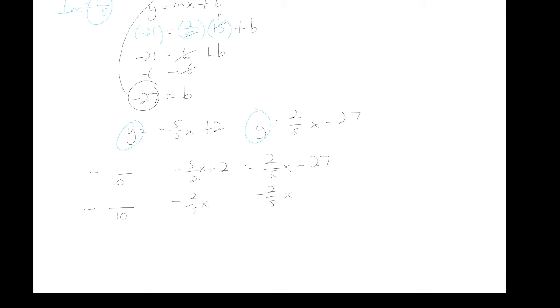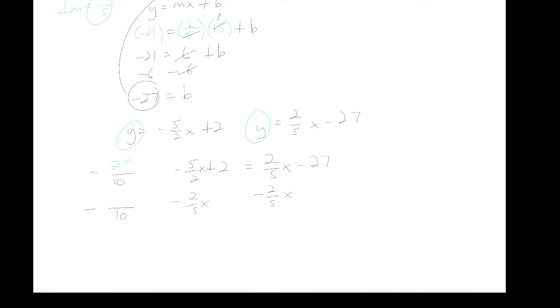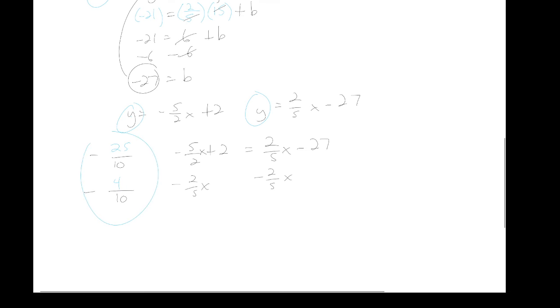So these are both negative, okay? I'm going to multiply times 5 over here, right? So times 5, so this is going to be negative 25, right? And then multiply by 2 on the other one, so 2 times 2 is going to be 4. Okay, so I'm going to combine these two, and it's going to give me negative 29 over 10x plus 2 is equal to negative 27.